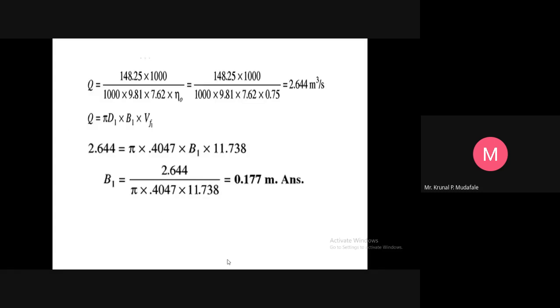क्यू हमें पता चल जाएगा, क्यू कितना मिलेगा, that Q is equal to 148.25, the shaft power, multiplied by 1000 divided by rho into g into H, H is 7.62, into overall efficiency, that is 0.75, so that you will get the answer for the discharge as 2.644 meter cube per second.